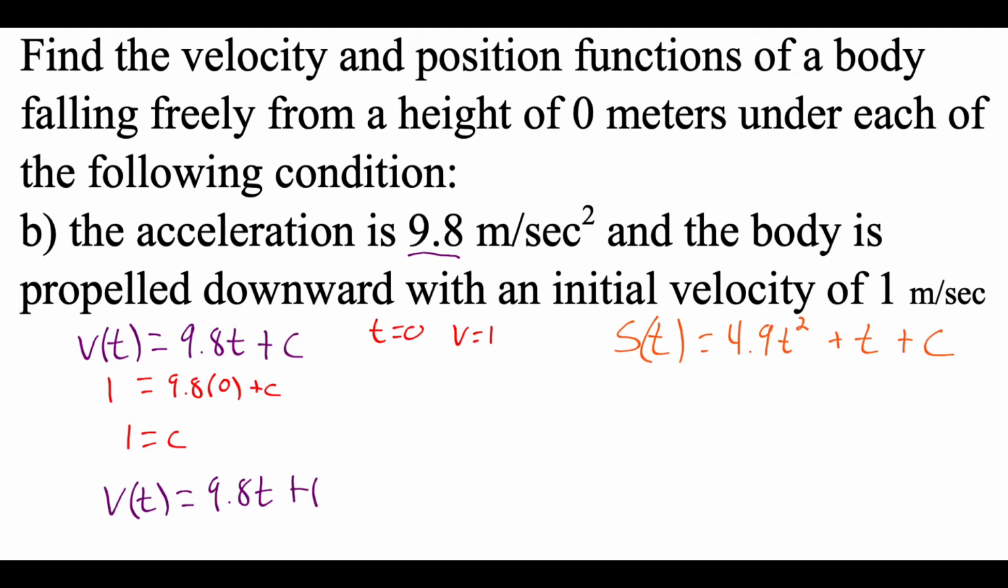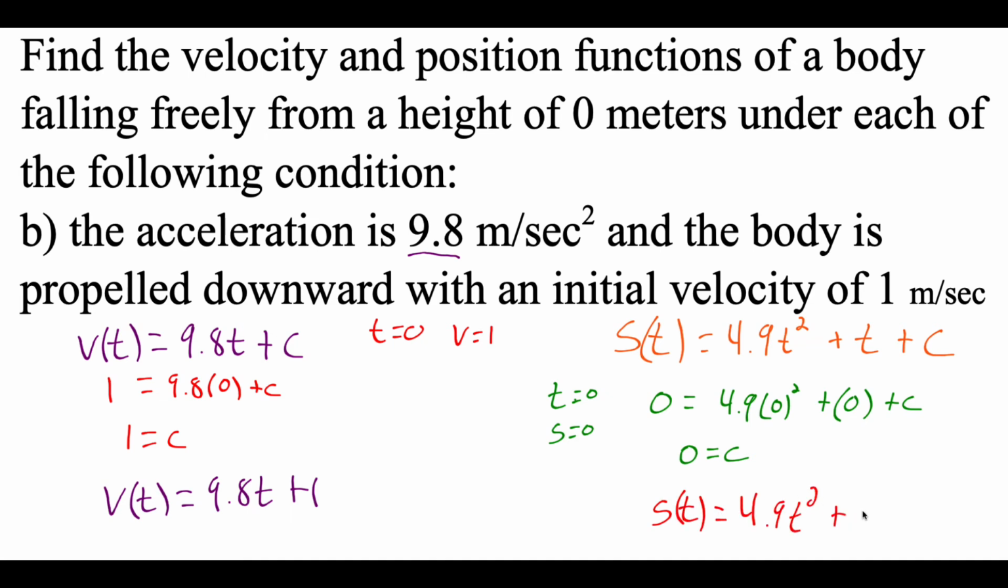And what we know this time is that at a time of 0 seconds, we started on the ground. We started at a height of 0, so our position is going to be 0. So we're going to plug these values in to solve for our c this time. So our position was 0 at a time of 0, so both of these t values need to be filled in with zeros. Well, 0 squared is 0, times 4.9 is still 0. Add 0 to that, it's still 0. So we get 0 as our c value. So then our position function s of t is going to be 4.9t squared plus t.